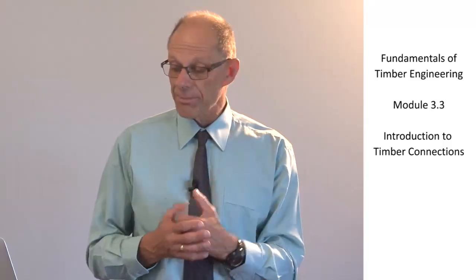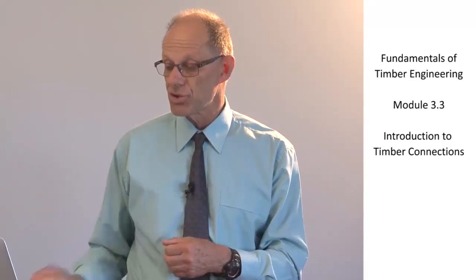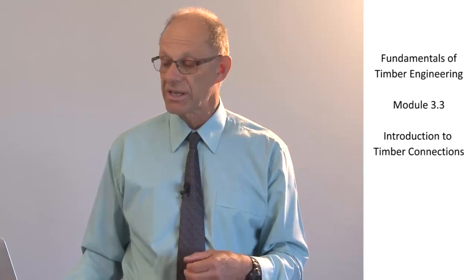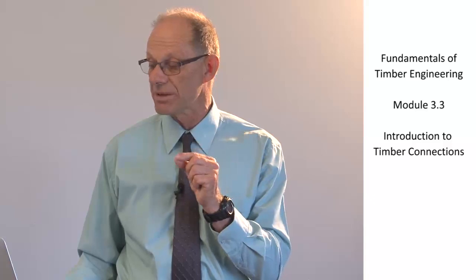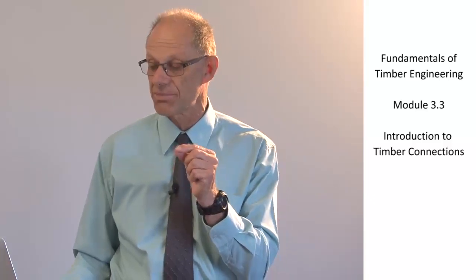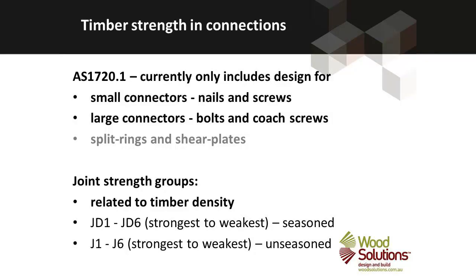In order to model the behaviour of the timber, we're using joint strength groups. We classify the timber into joint strength groups, with JD1 being the highest joint strength group and J6 being the weakest strength group. If there's a D in it, it's seasoned. If there's not a D in it, it's unseasoned.